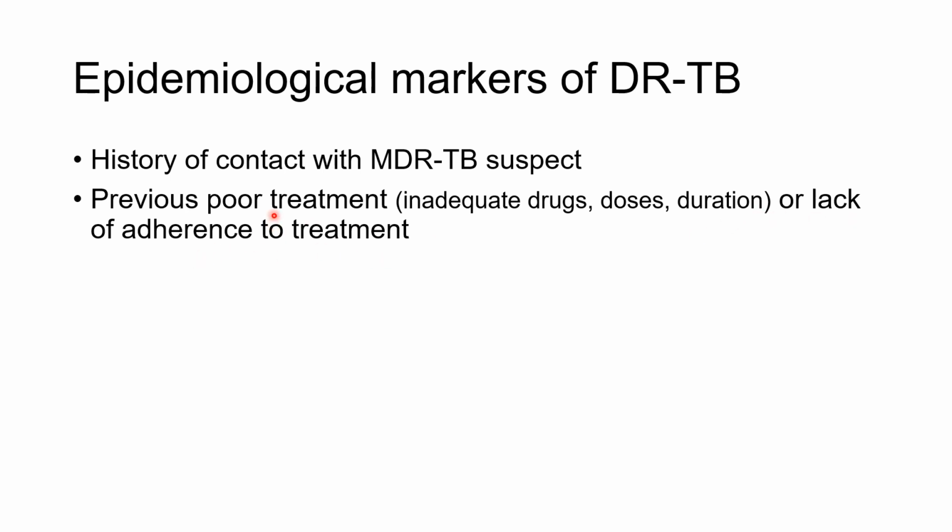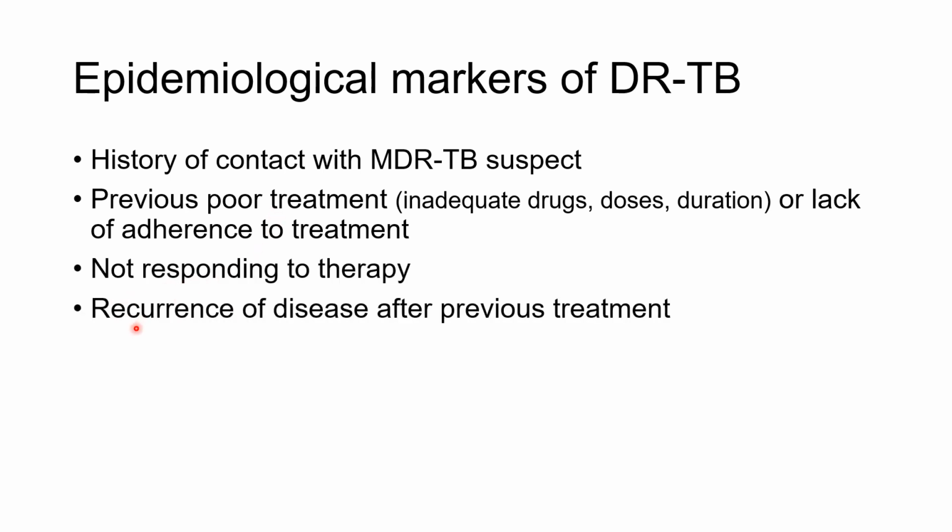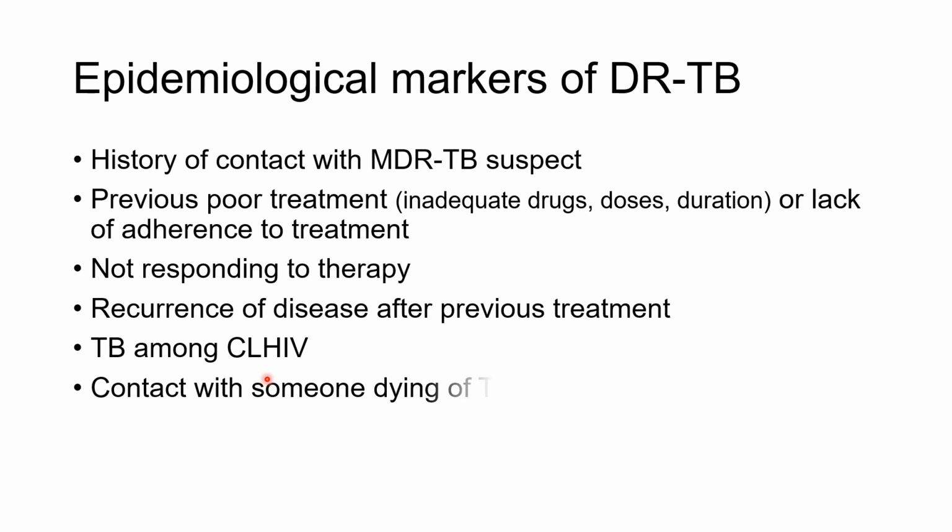These are epidemiological markers of drug-resistant TB. If the patient is not responding to therapy, if there is a disease occurrence after previous treatment, all the tuberculosis among children living with HIV, and contact with someone who is dying of tuberculosis. All these are epidemiological markers of drug resistant tuberculosis.